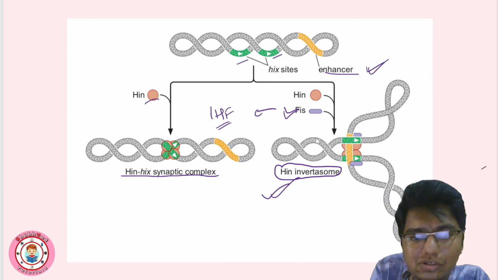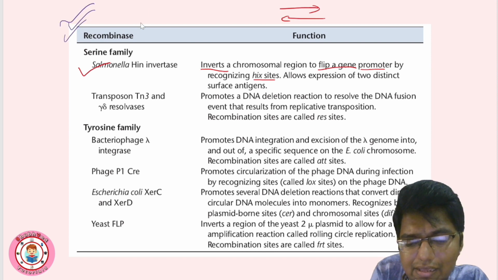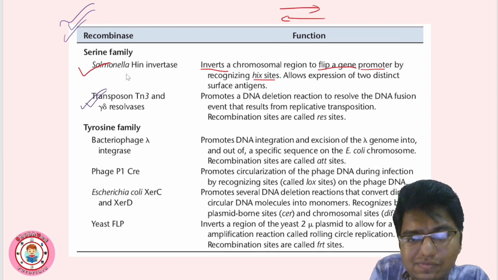So that's the only thing we want to know about this Hin invertase enzyme in Salmonella. This chart is very important. Basically, this is a summary of all the important things. Now, the second serine recombinase, the transposon one, is related to transposition basically. So we will keep this for the next video.